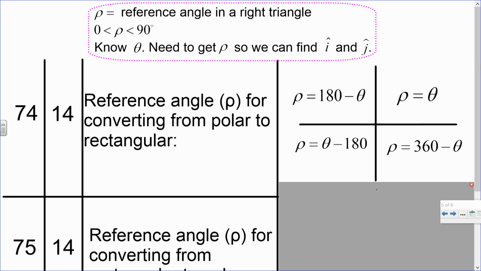Finally, if theta takes us someplace in the fourth quadrant, so that is theta, but we draw our right triangle to the x-axis. The angle between the vector and the x-axis is this, so that's going to be 360 minus theta, which will leave us the rho.